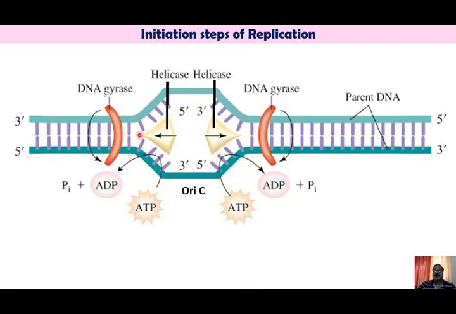As you can see in this image here, this is the ORI region, and these are the helicase enzymes. One is moving in the left direction, the other is moving in the right direction. As I told you earlier, the replication process is bidirectional, so it moves in both directions here, and it goes on cleaving the hydrogen bonds between the nitrogen bases, thus making the double strand into a single strand. This results in the formation of a Y-shaped structure, and this Y-shaped structure we call a replication fork.